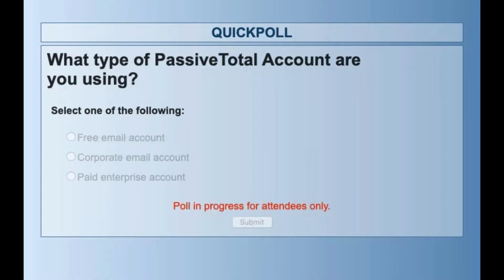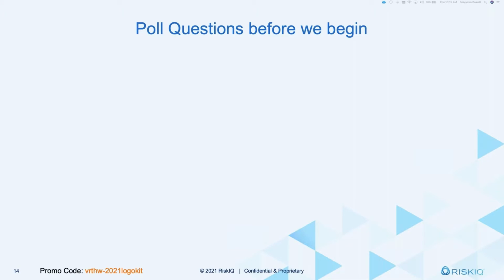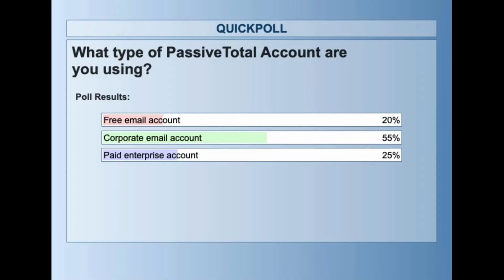Okay, what type of PassiveTotal accounts are you using? The reason I like to ask this is I'll let you know what you get or what you'll lose after your trial or the promo code ends. So I want to frame it up so you understand what's happening. Okay, 20% are using free emails, 55% corporate email, and 25% are customers. They have paid enterprise accounts. Okay, great.